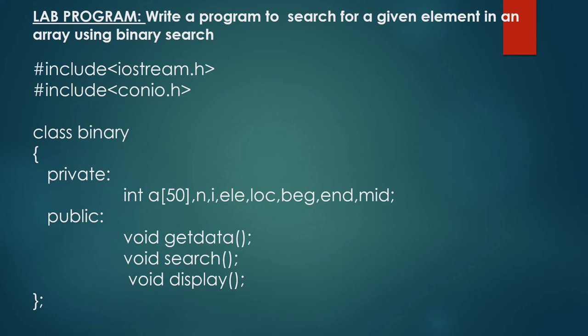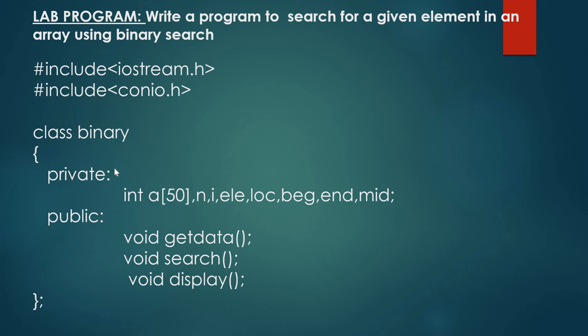First, we find the middle position. Then the element to be searched is compared with that middle element. If the element is equal to the middle element, the location is found. If the element is less than the middle element, the end value changes to mid minus 1, and if the element is greater than the middle element, the beginning changes to mid plus 1. That is the condition we have already discussed in the binary search algorithm.